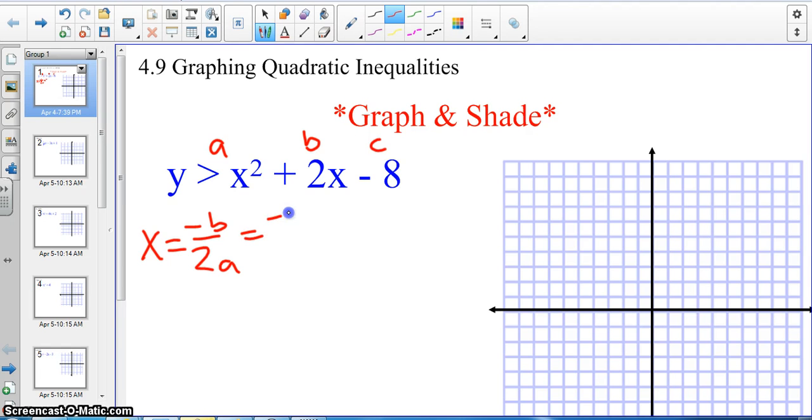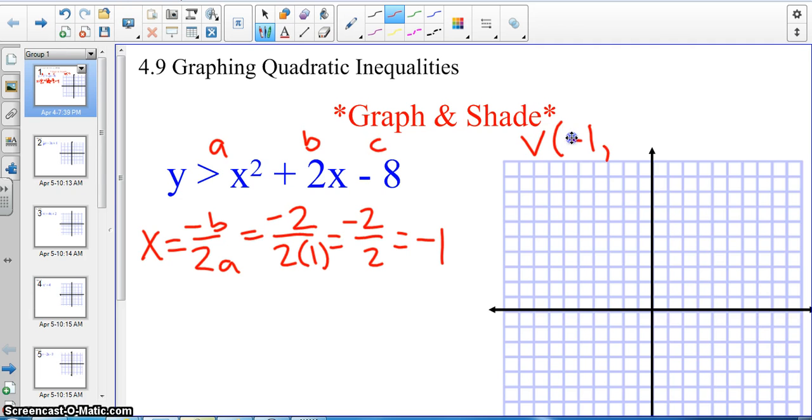So negative 2 all over 2 times a. Well, a is 1. Negative 2 over 2 equals negative 1. So the x of my vertex is negative 1.